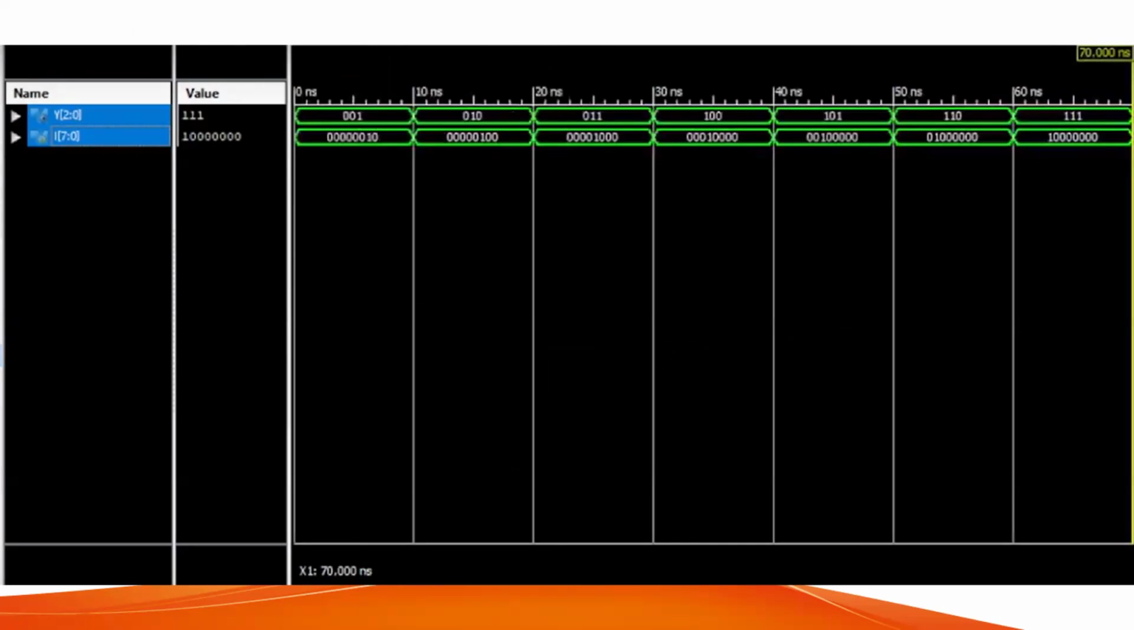This is the representation of the timing diagram, which we have obtained because of the test bench we have written. As you can see, the desired output for the 001 output signal is 00000010. So on for the other test bench codes also.